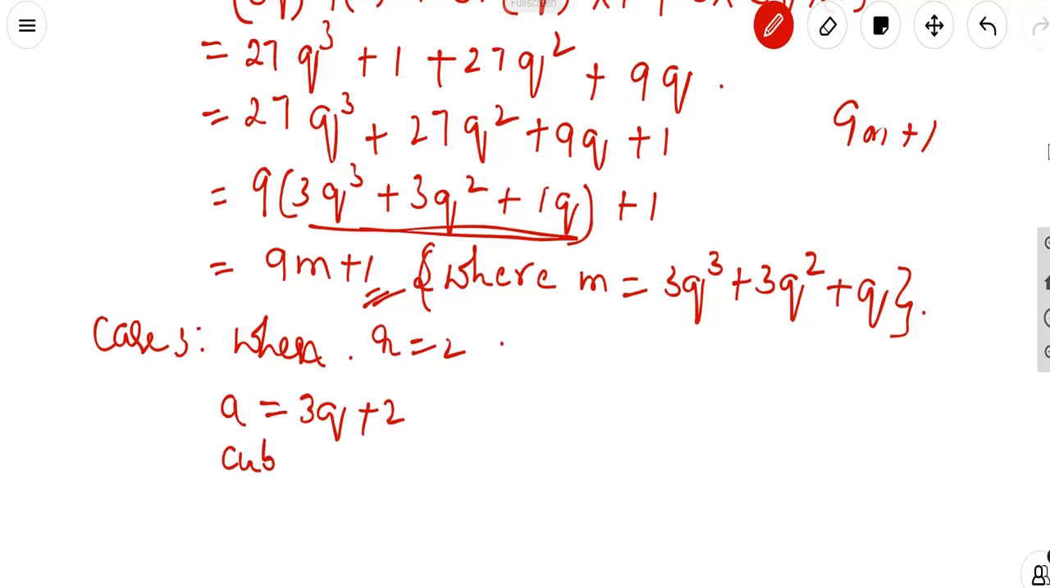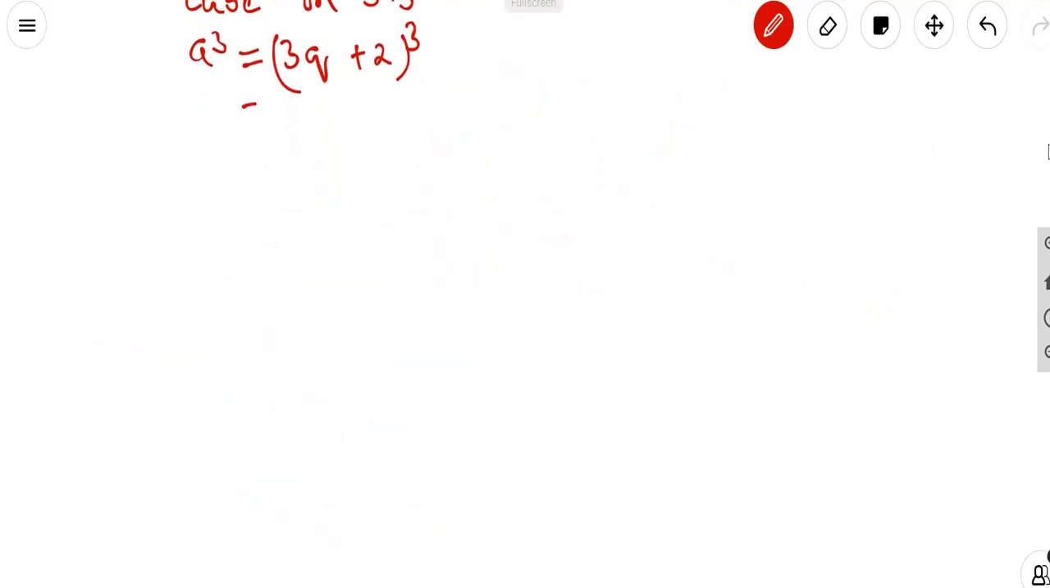Now what we have to do here, according to the problem, we have to cube on both the sides. Short form I have written BS, so that is nothing but cube on both the sides. So it is a cube equal to (3q plus 2) whole cube. Okay, how do I write this? So this becomes (3q) cube plus 2 cube plus 3 into a.